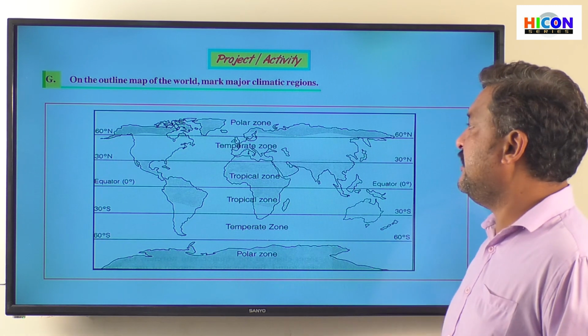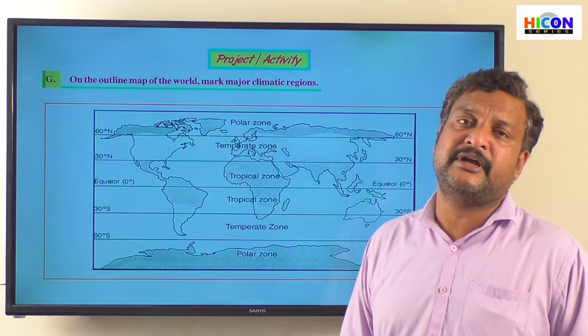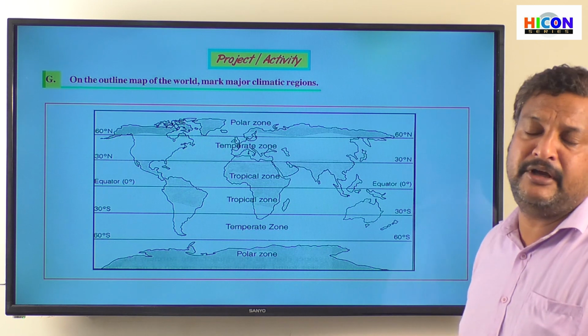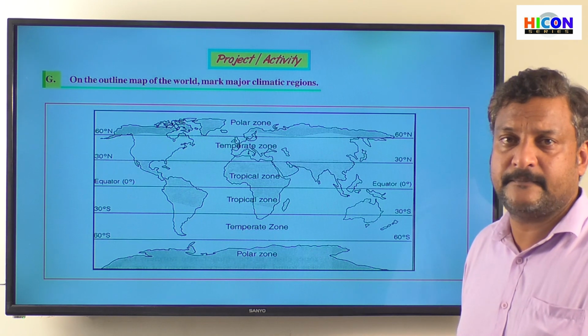So I'll keep the screen the same for a minute so that you can mark it either on a world map or just make a note of it. Right?